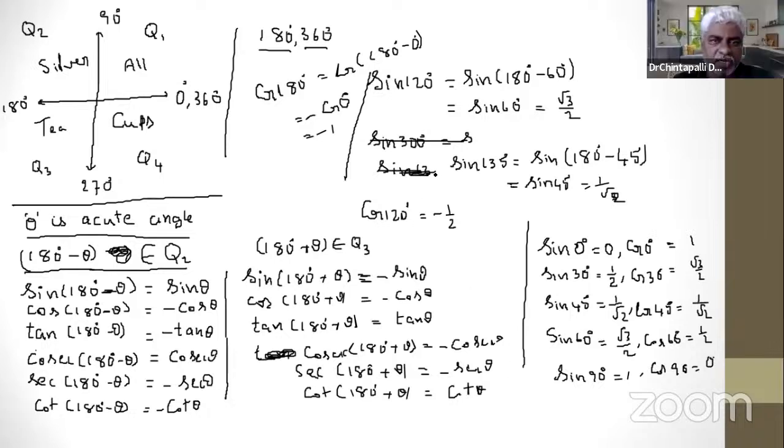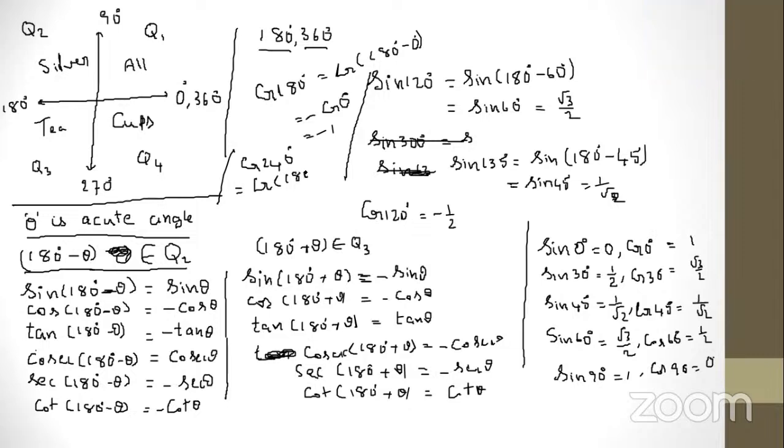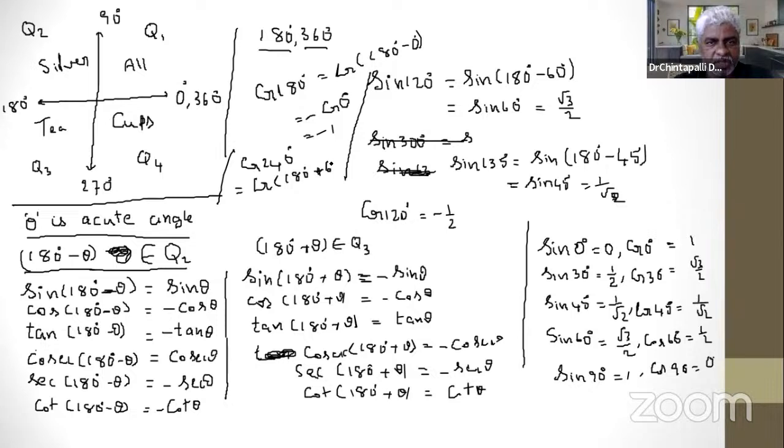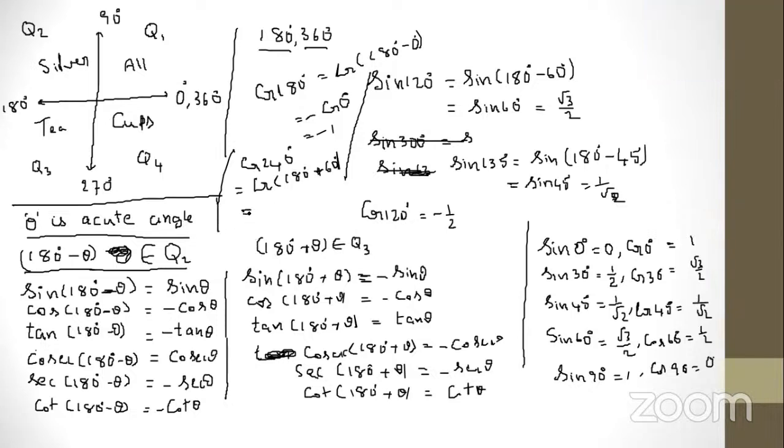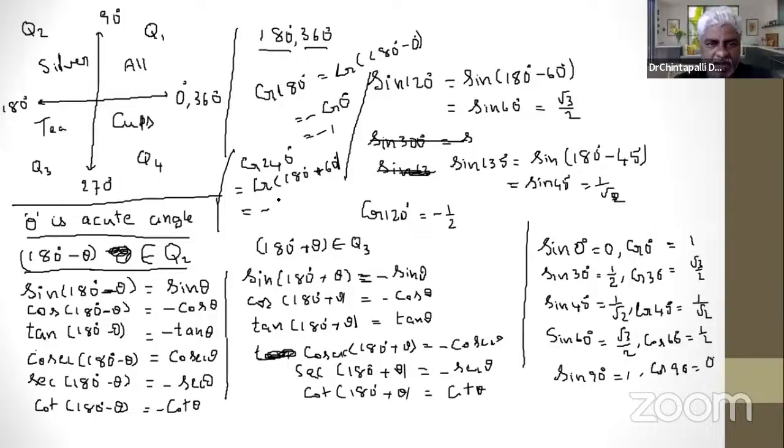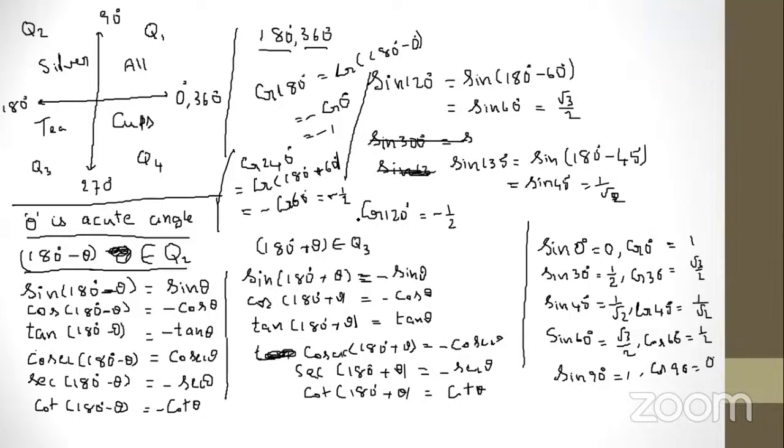I am asking you, what is cos 240 degrees? Which formula is used? Cos 240 means cos of 180 degrees plus 60 degrees. Which formula? Negative, second column. Sir, is the answer negative 1/2? Yes, minus cos 60 degrees is equal to negative 1 by 2. Got it? Yes, sir.